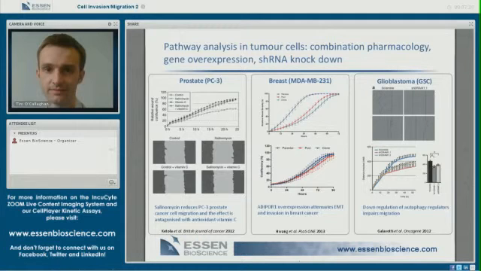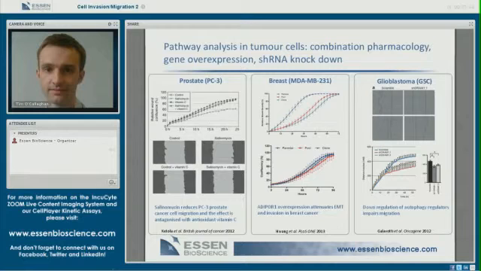The central panel is research conducted at Genentech, and they investigated the role of adiponectin receptor 1 in breast cancer cell invasion.